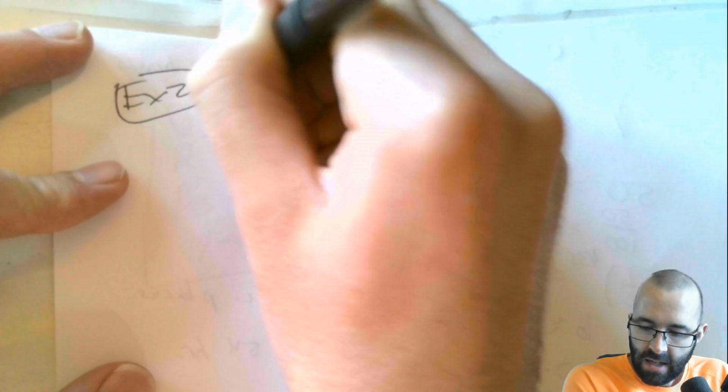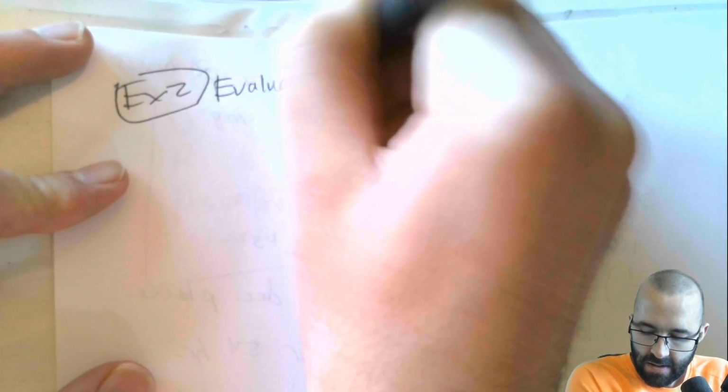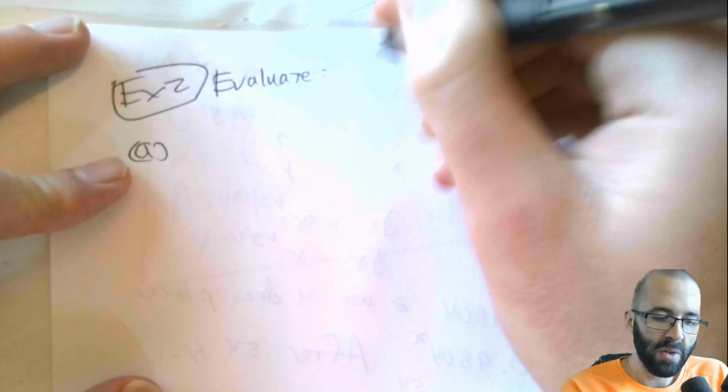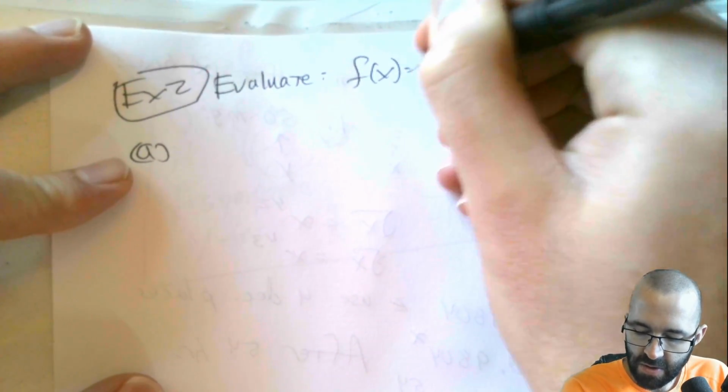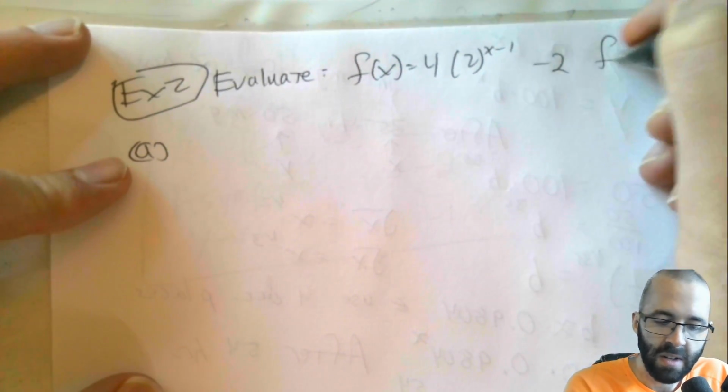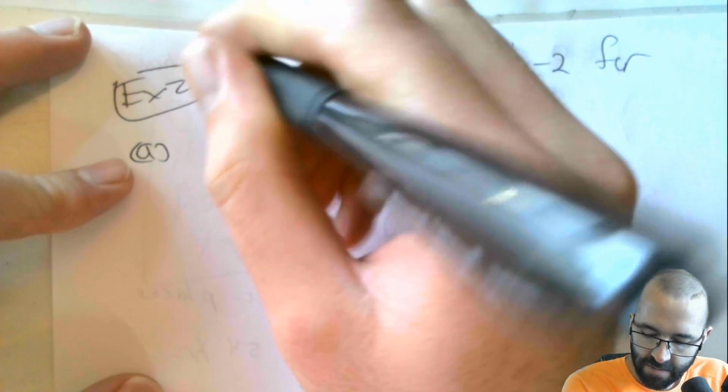Look at some more stuff. Example 2. Evaluate the following. We've already done this sort of thing. This was in 6.1 as well. But just in case, since it is included here, I want to talk about it. And I want you to evaluate f of x is equal to 4 times 2 to the x minus 1, minus 2 for the following function values.